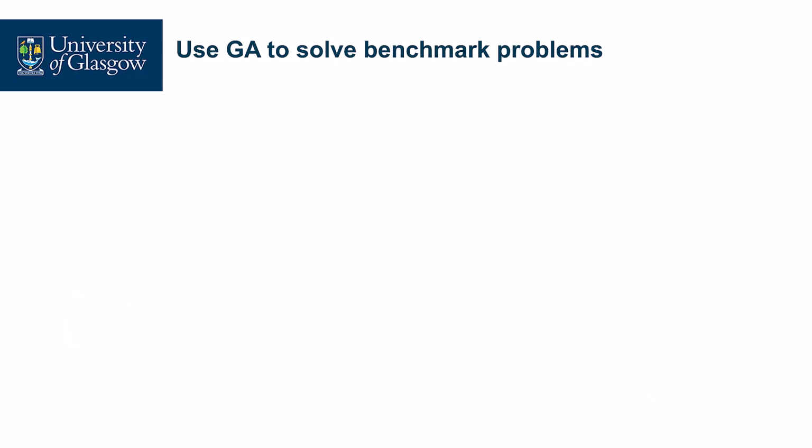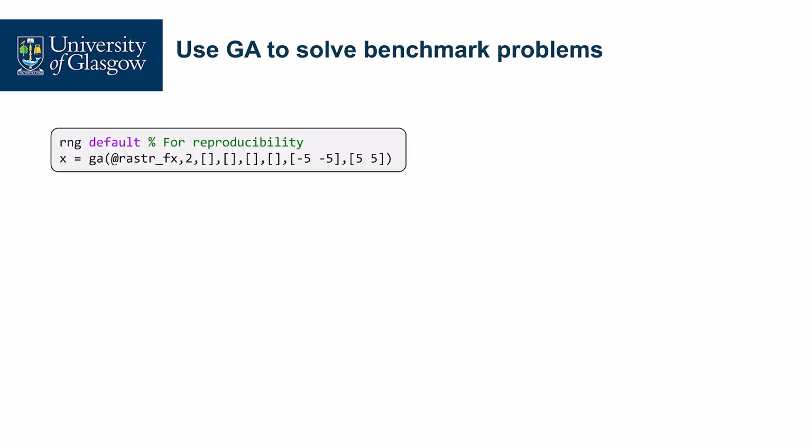Then we use a search bound. We can see the search bound is set here. These 4 empty square brackets are for the constraints: the linear inequality, linear equality, and the nonlinear constraints, right? Because there's no constraint for this function, they are empty. Here I provide the lower bound and the upper bound of the 2 variables, each of them from -5 to +5.